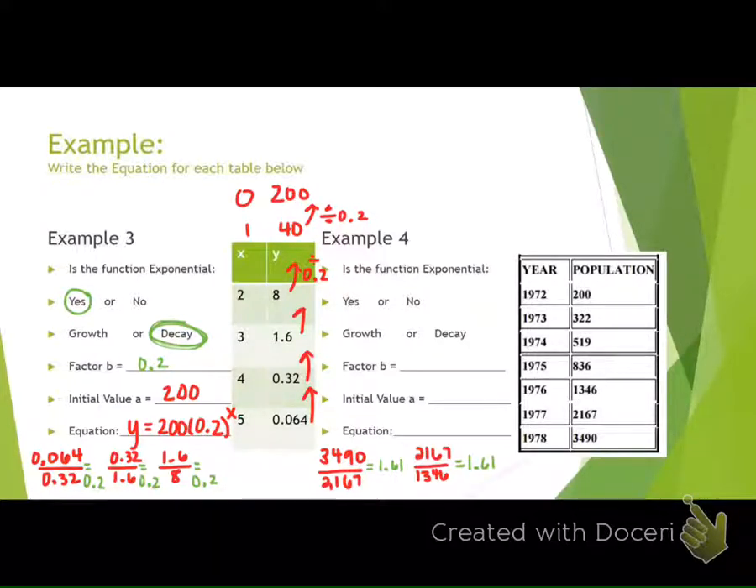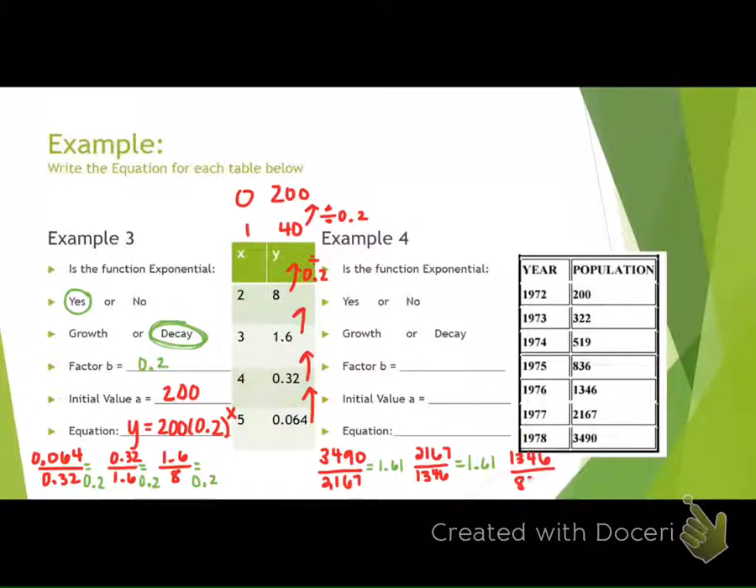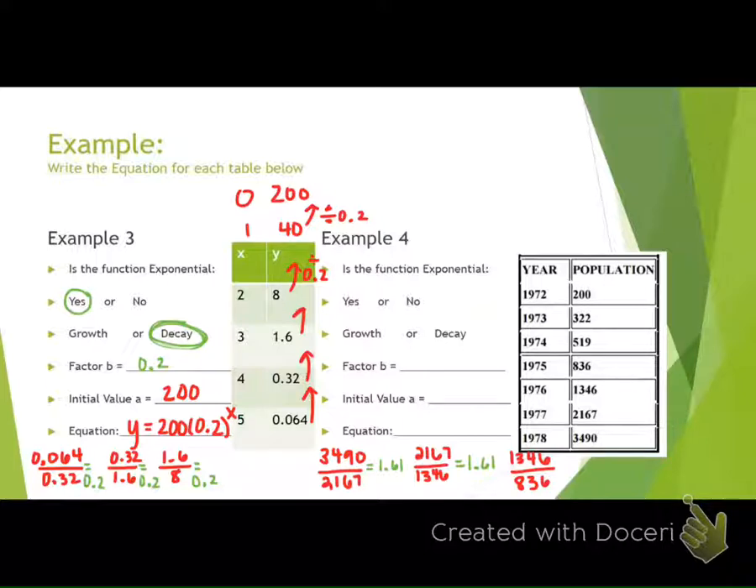Okay, so now we are going to do 1,346 divided by 836. Blaine, what number is that? You should be fine. Go sit down. You can do the other one later.